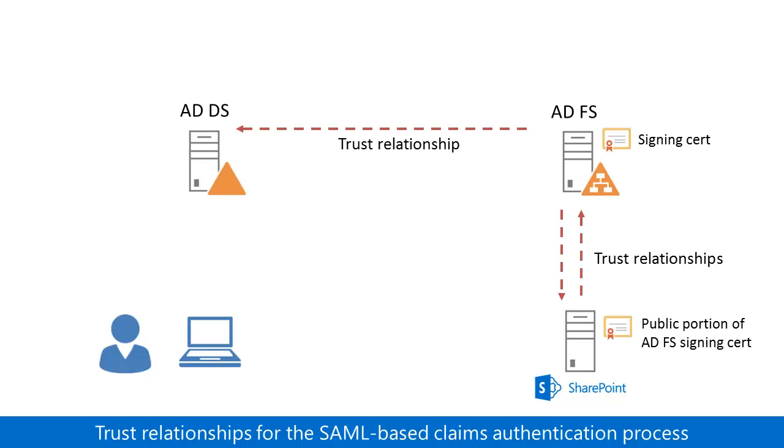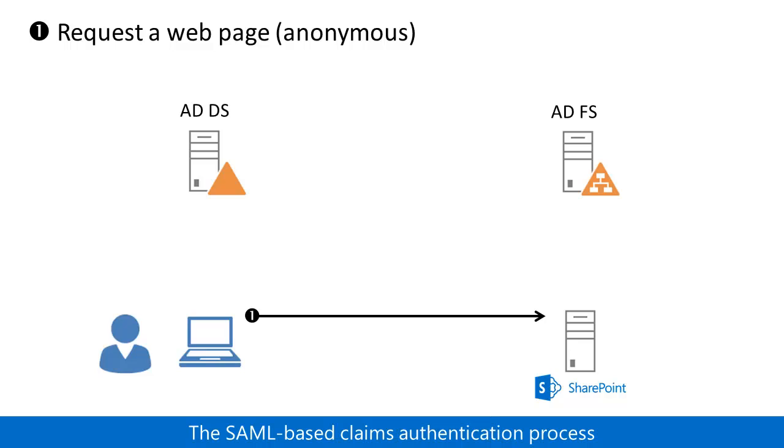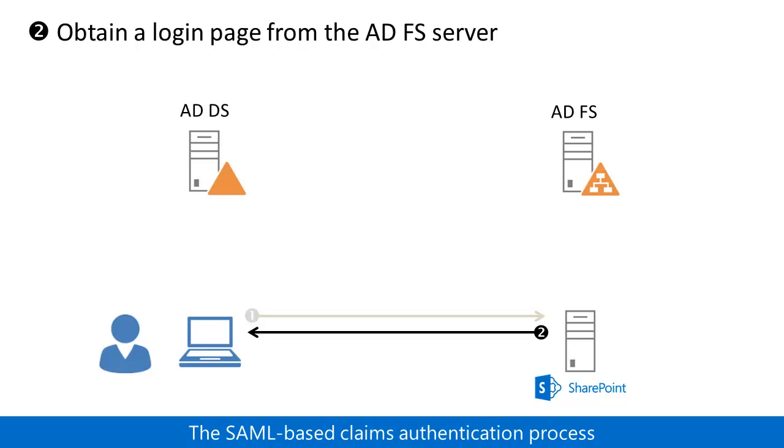Now let's take a look at the authentication process. Assuming that the client computer does not already have a claims-based security token, SAML-based claims authentication occurs when it makes an initial anonymous request of a secured SharePoint web page. The SharePoint server redirects the client computer to the ADFS server to obtain a SAML-based login page for user credentials.